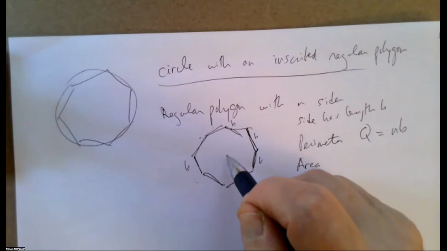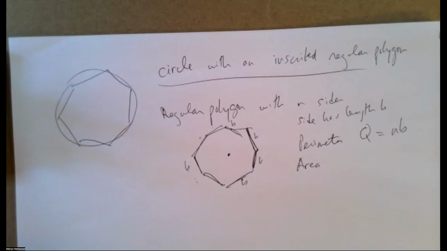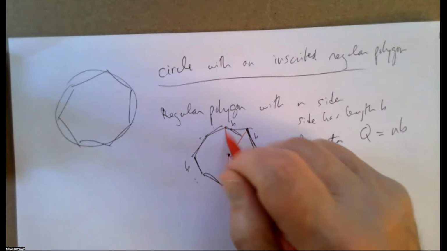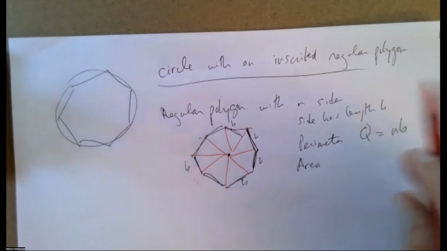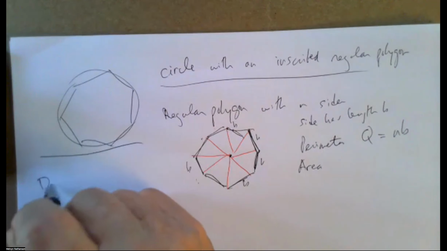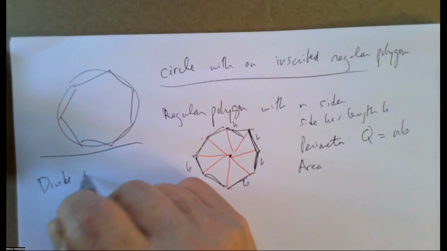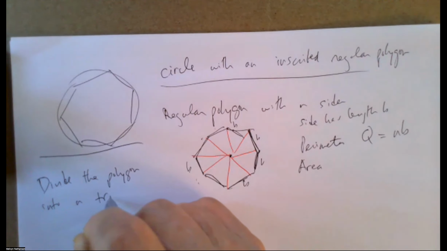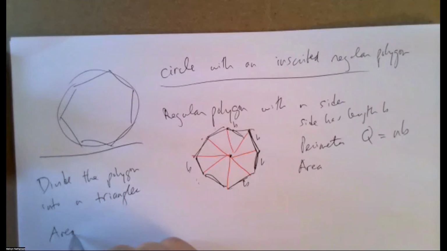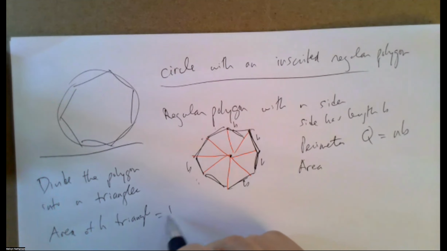of this regular polygon? Well, the regular polygon has a center, and you can draw the line segments from the center to each vertex. So you divide the polygon into n triangles. What is the area of each triangle? Well, the area of a triangle is half the base times the height.